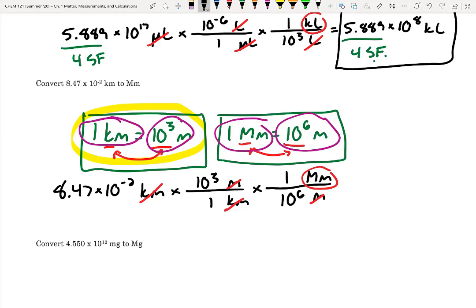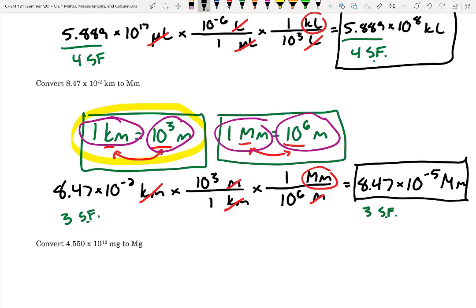Now I can do this in my calculator. The final answer is going to be 8.47 times 10 to the negative 5 megameter. Just like before, we started out with 3 sig figs, and our final answer also has 3 sig figs, so we don't need to do any changing there. Then I like to box my final answer. Does this one make sense?